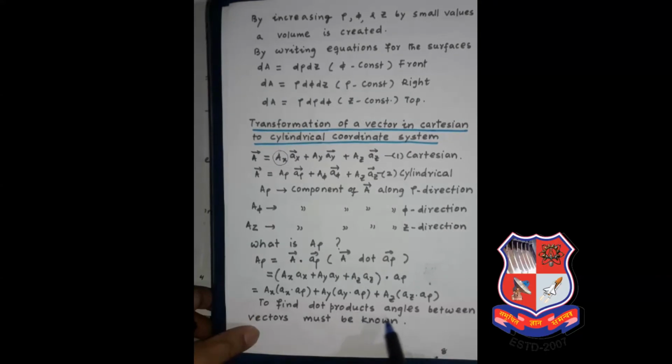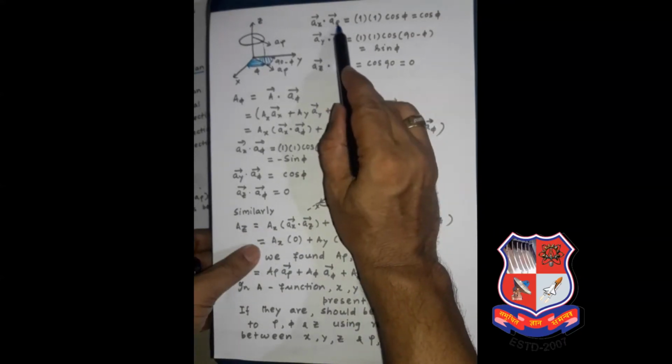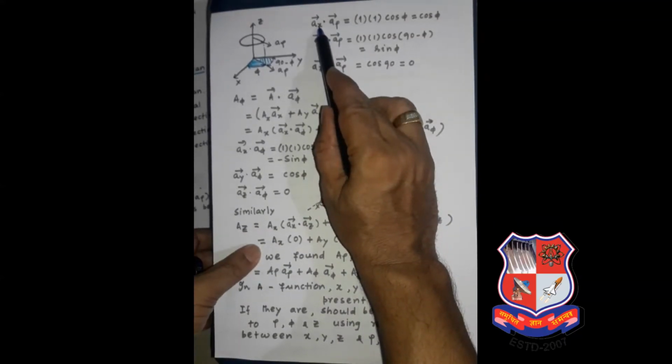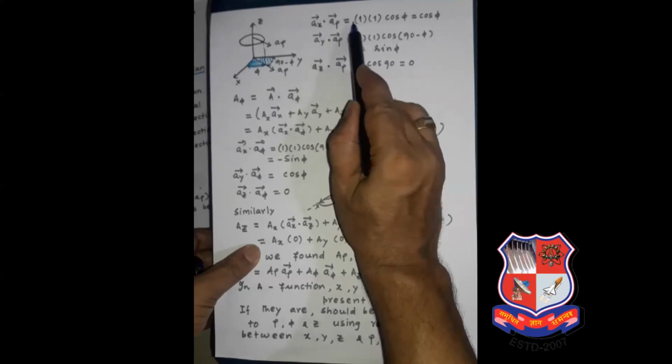Now to find the dot product, we have already defined it: the magnitude of one vector multiplied by the magnitude of the other vector, and the whole is multiplied by the cosine of the angle between these two. Now for the dot product ax dot a rho, we know that ax is the unit vector along x direction and a rho is the unit vector along rho direction. So obviously their magnitudes are 1.